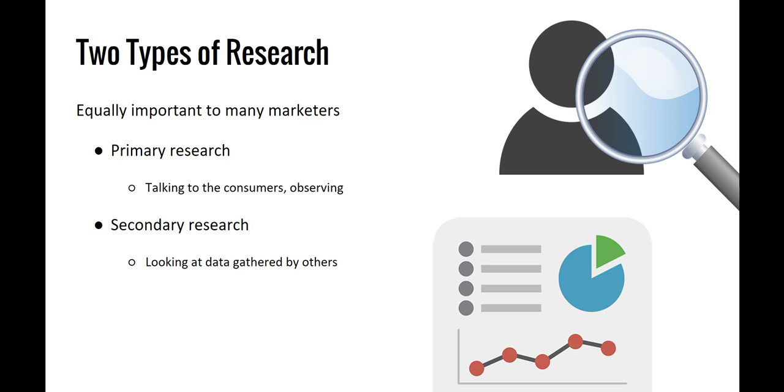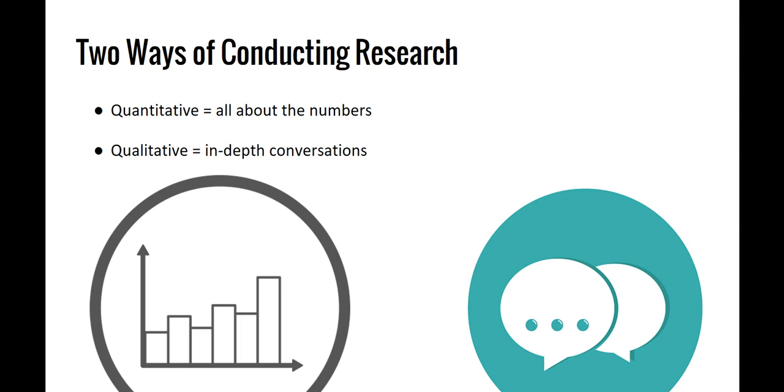There's plenty of room in consumer research for both, and in fact, in order for your picture of what your consumers want to be really clear, you need to conduct both primary and secondary research. So within both primary and secondary research, those are the two types of research, and there's two ways of gathering them. One is quantitative. That's all about the numbers.